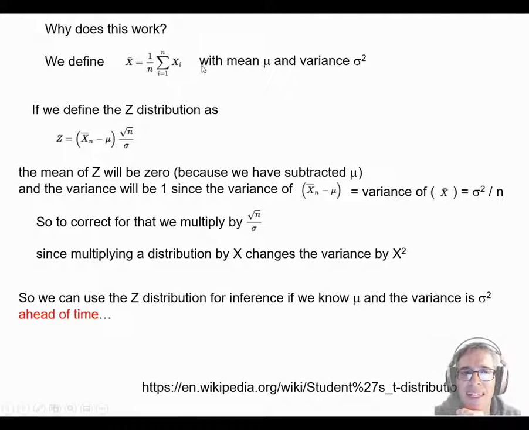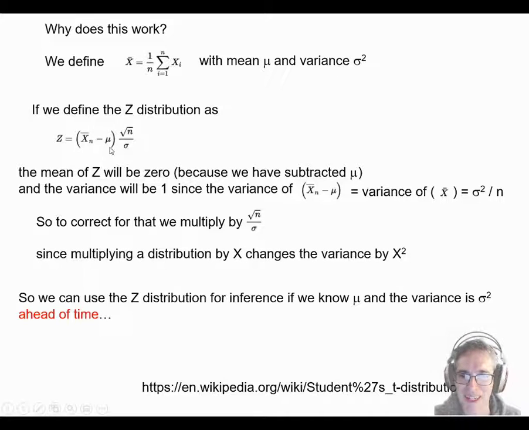So let's just define x average, right? So x average is just our normal mean and our normal variance. So our mean and variance of some distribution that we're looking at, just as we've been defining them from the very first lecture, from the mean and the variance. So the z distribution, we can write it like this.